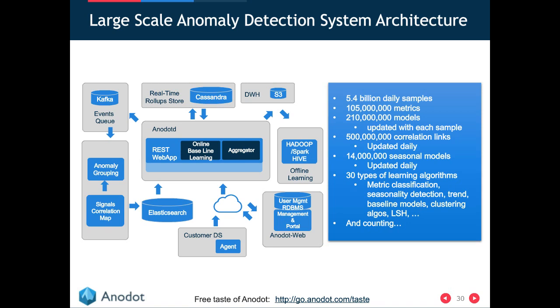Now, in the middle here, you see a component called Anodot D. That's the Anodot daemon. This is where most of the learning, the adaptive online learning, happens for each individual metric. Now, notice that it happens before the data gets stored in any type of persistent storage. And there is a reason for that.